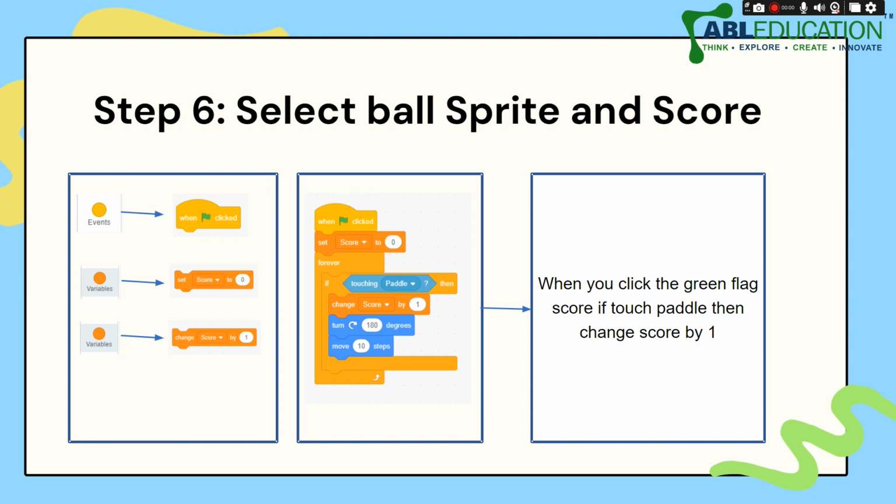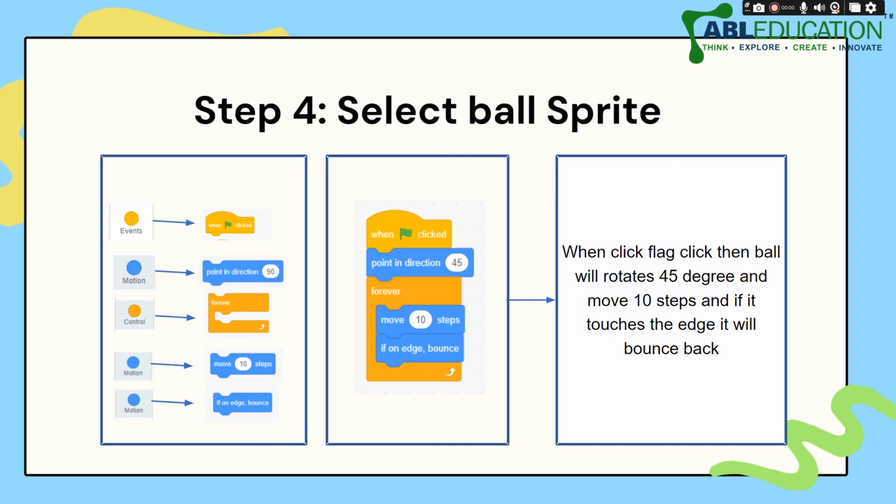And what are the changes? We will add a score as well. So select the ball sprite and point in direction 45. Okay, so I have to select the ball sprite as well. Now I will have to select the ball sprite. Let's see what it does.